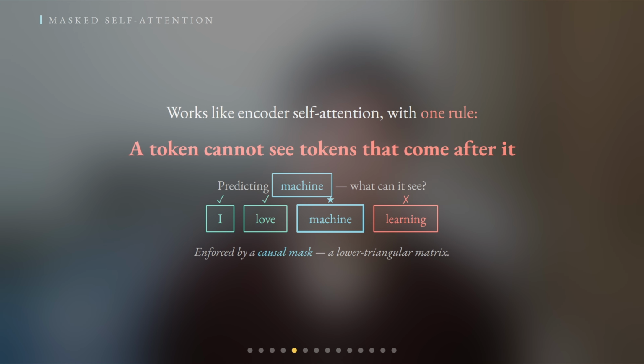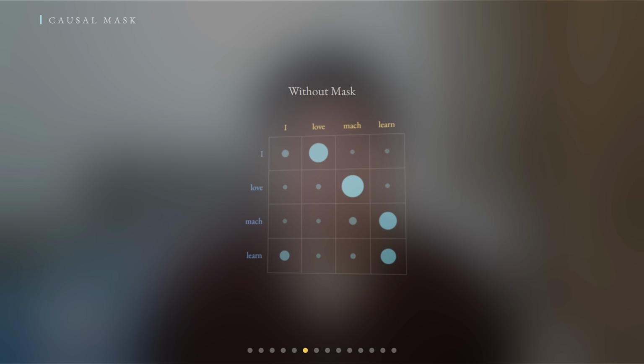Let me show you exactly how it works. To understand the causal mask, let us look at the attention matrix directly. On the left, you see what the attention matrix would look like without masking. Every cell is green. Every cell contains a 1. This means every token can attend to every other token.